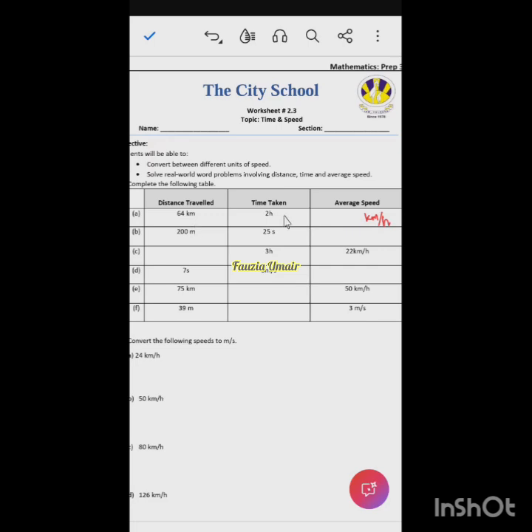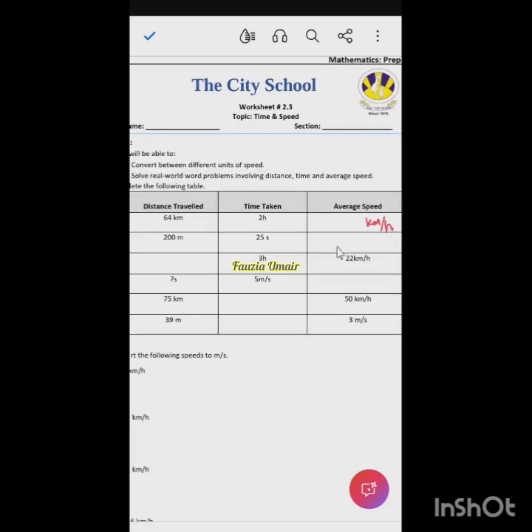What would be the speed in kilometer per hour? 64 by 2, so it would be 32 kilometers per hour. I hope there is no confusion, because we know that the formula of speed is distance by time. So in these first two questions, we know distance and time, we will just divide it.